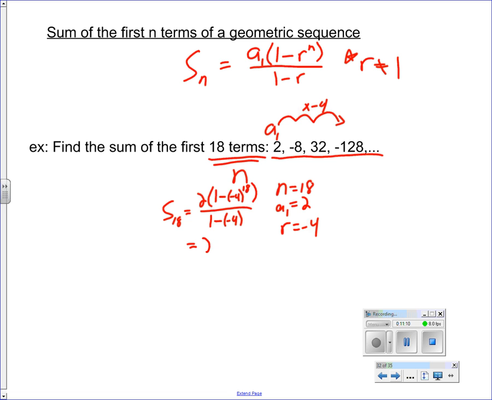Simplifying here a little bit, we can do 2 times 1 minus 4 to the 18th. So -4 to the 18th will be the same as +4 to the 18th, so you can take out that extra negative, and 1 minus -4 would be 5. So this one, you're going to put in the calculator. What the calculator will say is -2.748, and then it will say E10.